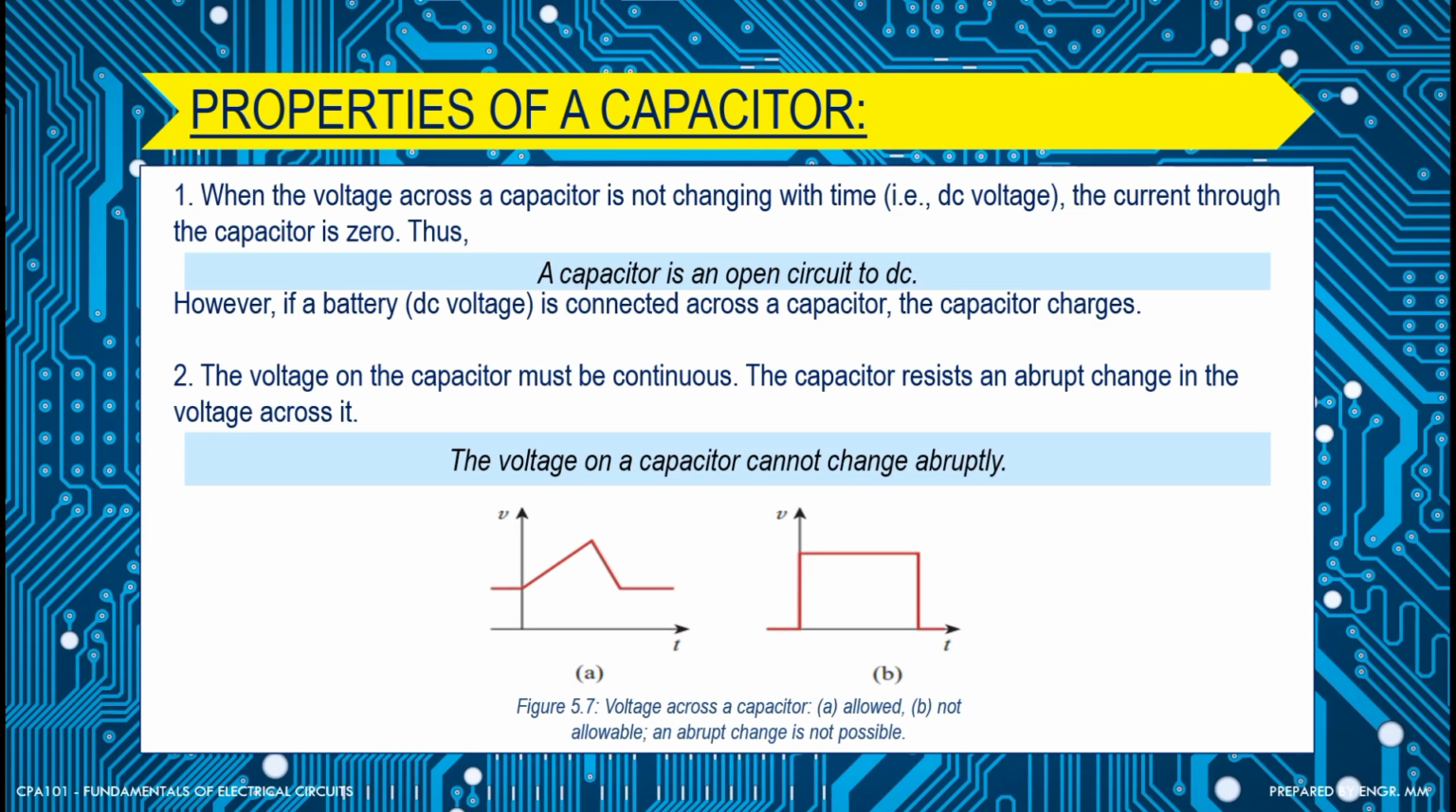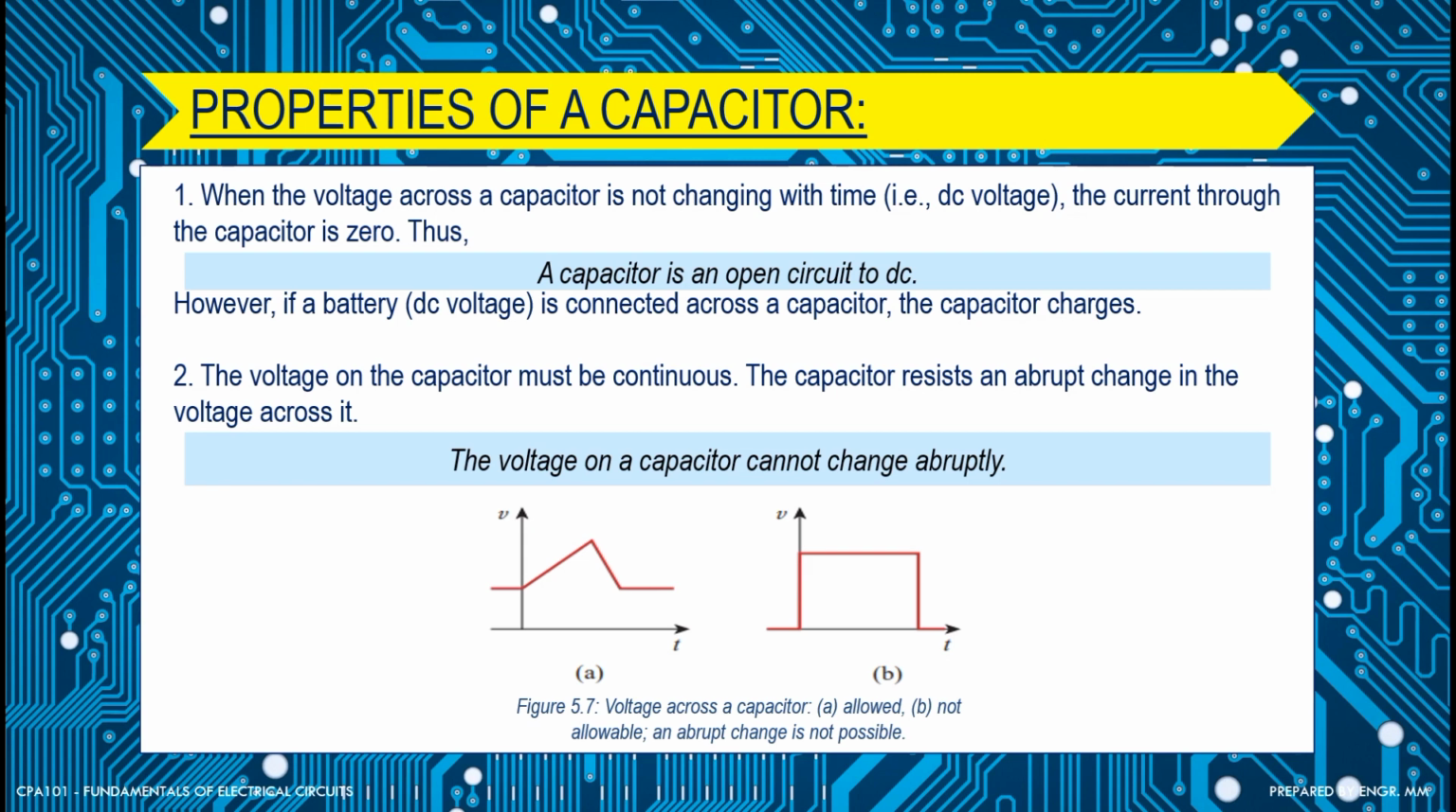Now we have here properties of a capacitor. So when the voltage across a capacitor is not changing with time, the current through the capacitor is equal to 0. That means the capacitor is an open circuit to DC. However, if a battery is connected across a capacitor, the capacitor charges. Then, the voltage in the capacitor must be continuous. The capacitor resists an abrupt change in the voltage across it. So, the voltage in the capacitor cannot change abruptly.